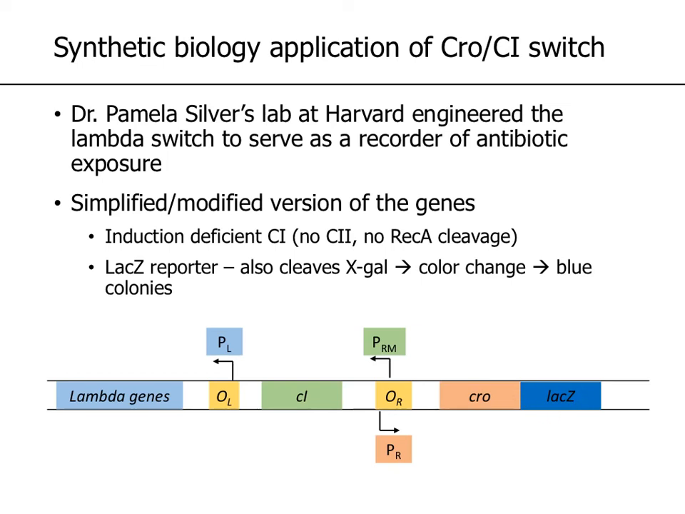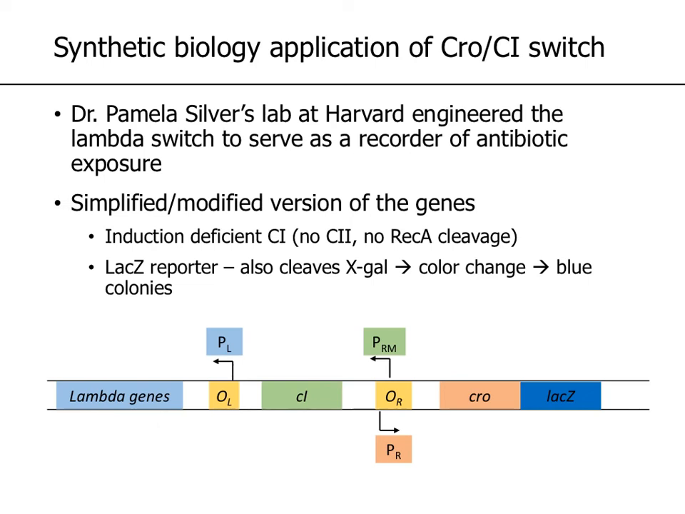We talked about LAC-Z in the context of the lactose operon, right? How it's going to cleave lactose into glucose and galactose, or rearrange it to allolactose. But LAC-Z can actually cleave other chemical molecules, and these chemicals lead to color changes. One example is XGAL. When you cleave XGAL, it changes color to blue.